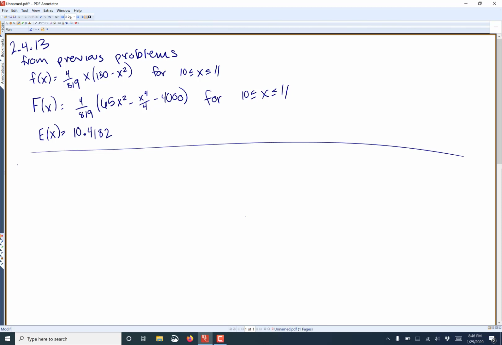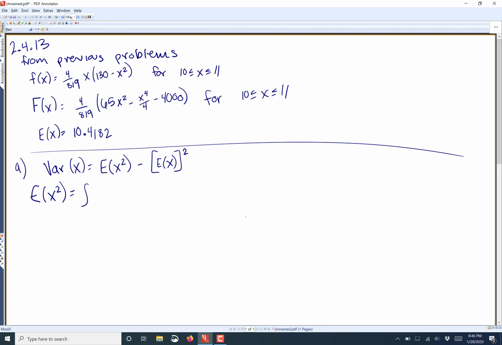Now, 2.4.13 part A says find the standard deviation. So to find the standard deviation, the only way we know how to do that with continuous random variables is to first find the variance. There are two formulas you can use for variance. One is a lot easier to find usually. So what you'll do is you'll find the expected value of x squared minus the whole quantity of expected value of x, squared. We already know expected value of x, so we just have to find expected value of x squared.